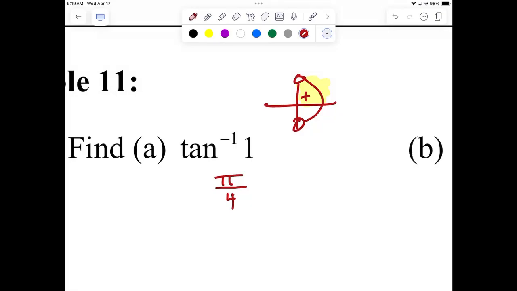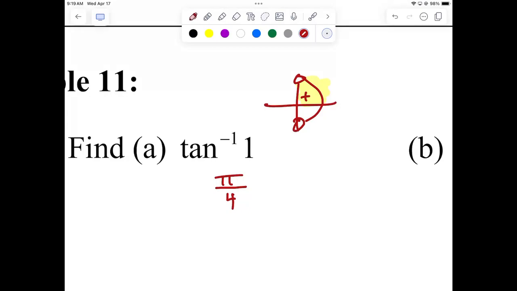Negative 5 fourths? Negative 1. No, I'm looking for the ratio. Tangent of the angle 5 pi fourths would be negative... or no, positive. It's positive 1 because it's in quadrant 3 where x and y are both negative, right? And the negatives divide out. So tangent of 5 pi fourths in quadrant 3 is also 1.